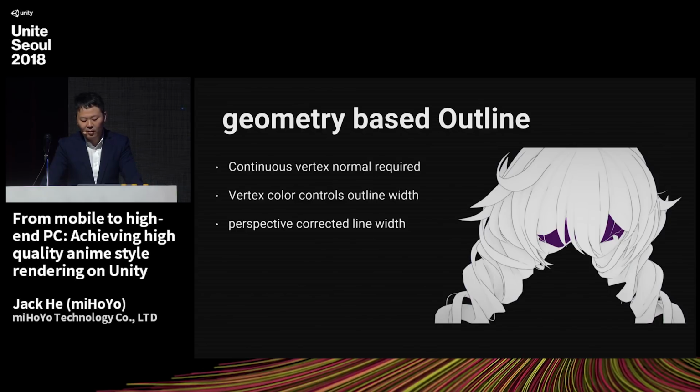For example, to make the hair tips look sharper, we gradually paint out the vertex color to make the line width transition to 0. We also have perspective corrected outline width according to the distance between the camera and objects, and use per material settings of line colors. All of these features were necessary for high quality outlines.